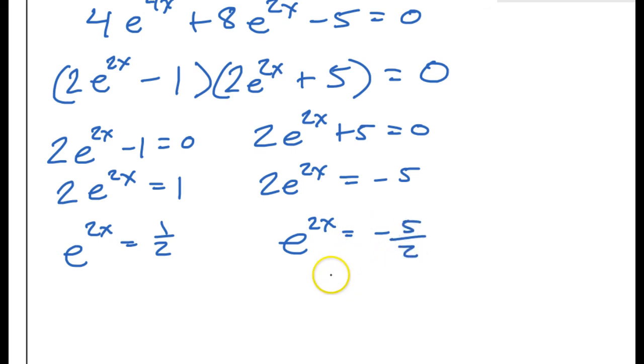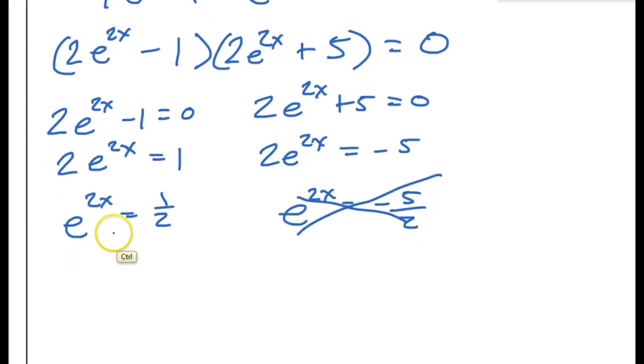Can you tell that one of these is already no solution? You can't raise e to a power, any power, and suddenly get a negative number. Since e is positive, it's not going to become negative with any power. So this is extraneous. We can just stop right there. But we'll continue with the other one.